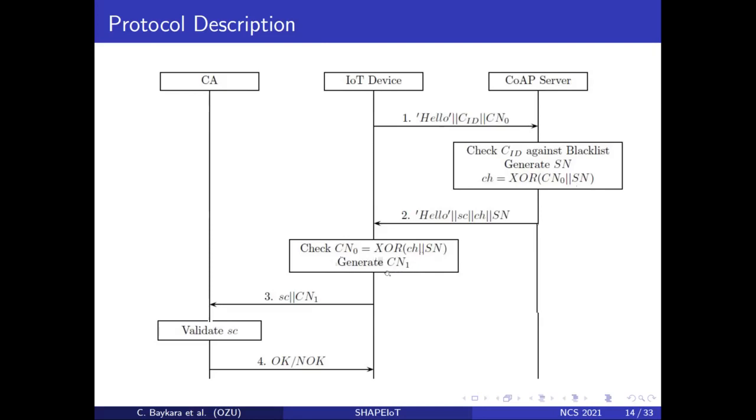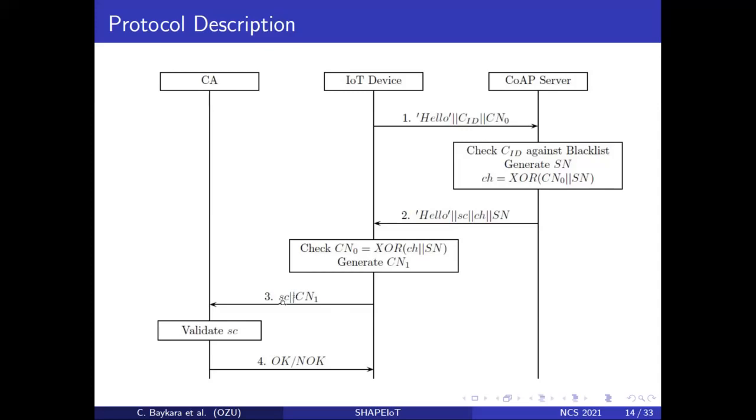But if it can, it will generate the second random number, the CN1. This is just here to show that the communication between the IoT device and the certificate authority is live. And it is also important to mention that the communication between the IoT devices and the certificate authority is assumed to be secure, and the security of that channel is not within the scope of our security analysis.